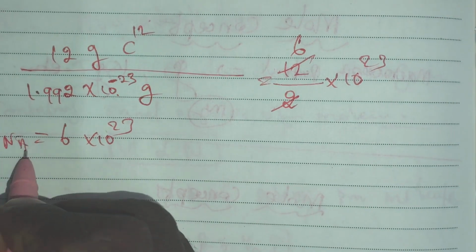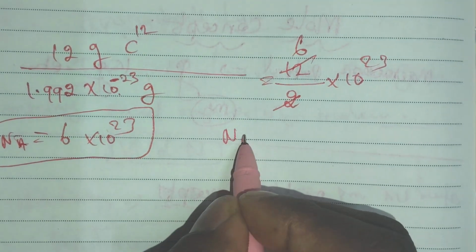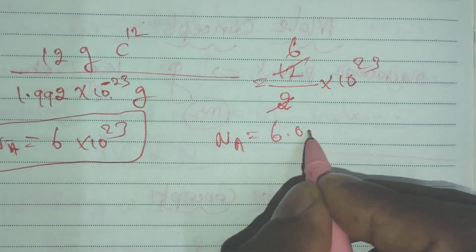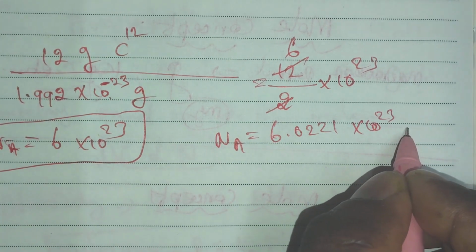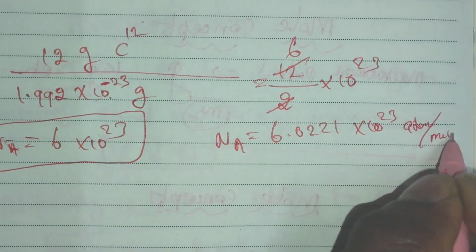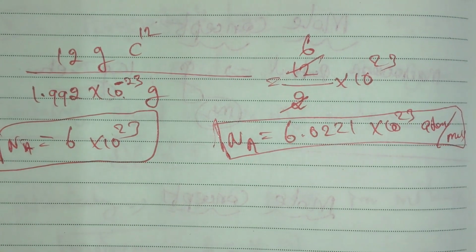So this is the Avogadro number. Most accurately, the Avogadro number is equal to 6.0221 into 10 to the power of 23 atoms per mole. This is the Avogadro number, and based on it we do the calculations.